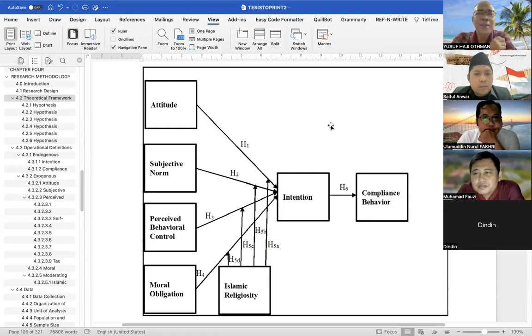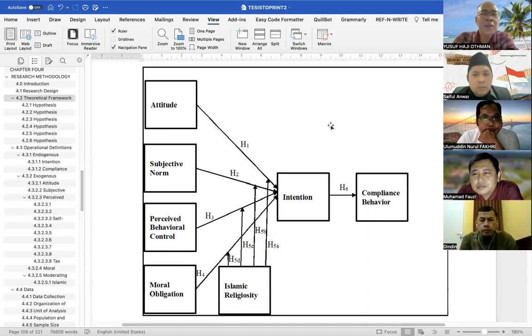Some of my PhD students draw this framework and ask me, Prof, is my framework okay? My answer is this. Number one, your framework must be as comprehensive as possible, meaning that you include the most significant variables. Number two, you need to justify why you include each of the variables in the framework. If you can do these two things, your framework is okay.